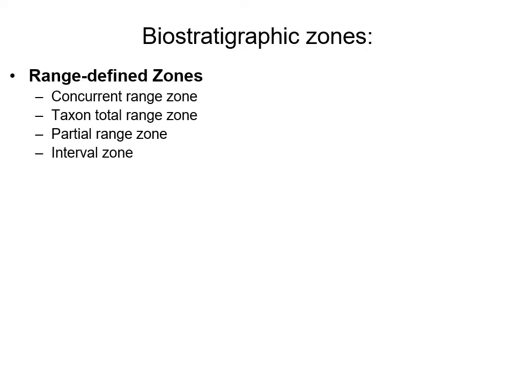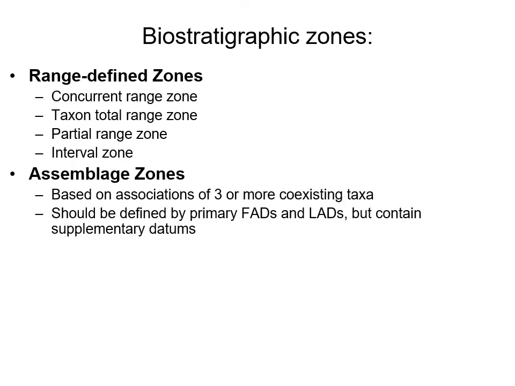Now we have lots of different types of range zones. We can have a straight up range defined zone, which includes concurrent range zones. So if you're looking at two fossil taxa, and during the time in which they are concurrent or overlap in time, you can have a taxon total range biozone. This one species, when did it start? When did it go extinct? A partial range zone would be when this one organism lived by itself before something else evolved next to it. And then the interval biozone, the time in between two different species. So for example, the time in between hominids and Tyrannosaurus rex, there would be an interval zone there.